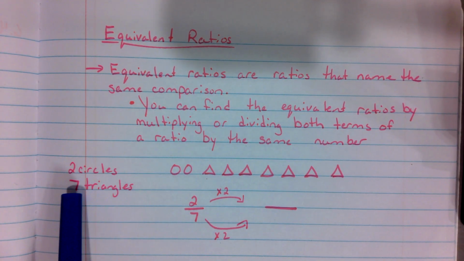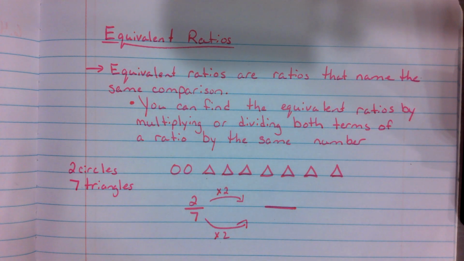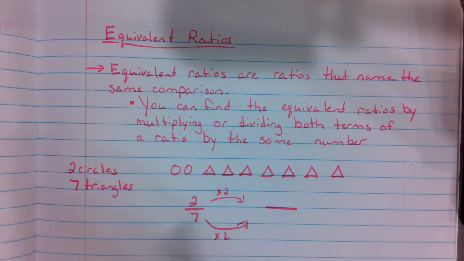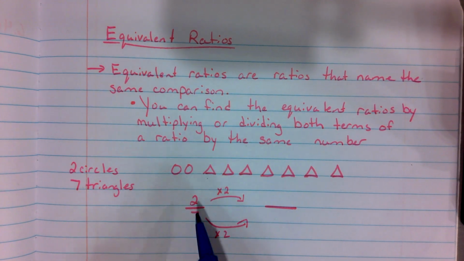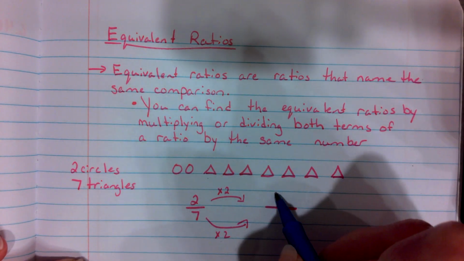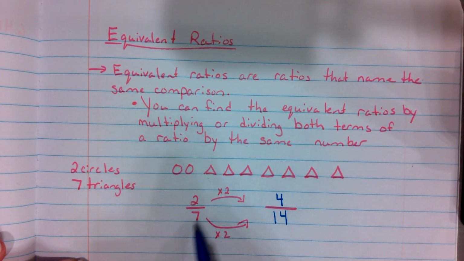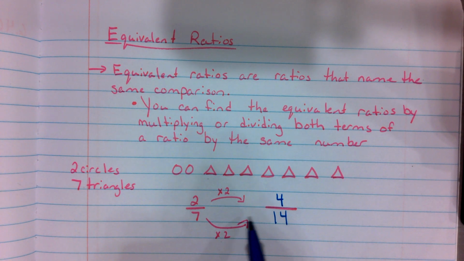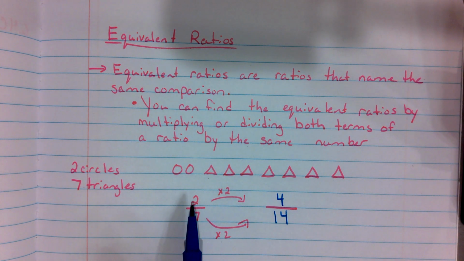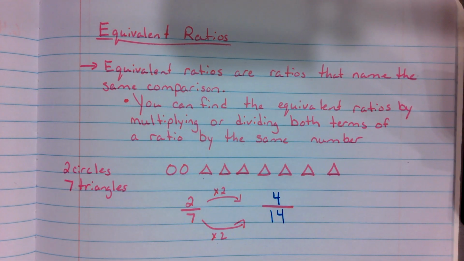So right here I have 2 circles and 7 triangles. Two circles, and then 1, 2, 3, 4, 5, 6, 7 triangles. And so I've set it up in fraction form, our 2 to 7, and this is a part to part. If I multiply both my numerator and my denominator by 2, 2 times 2 is 4, 7 times 2 is 14. These fractions here are equivalent, which we learned back when we were working on simplifying fractions. So our ratio of 2 to 7 is equivalent to 4 to 14.